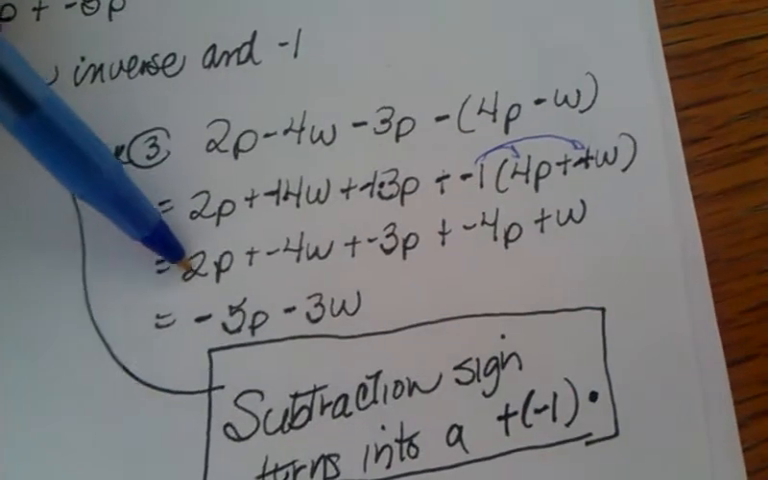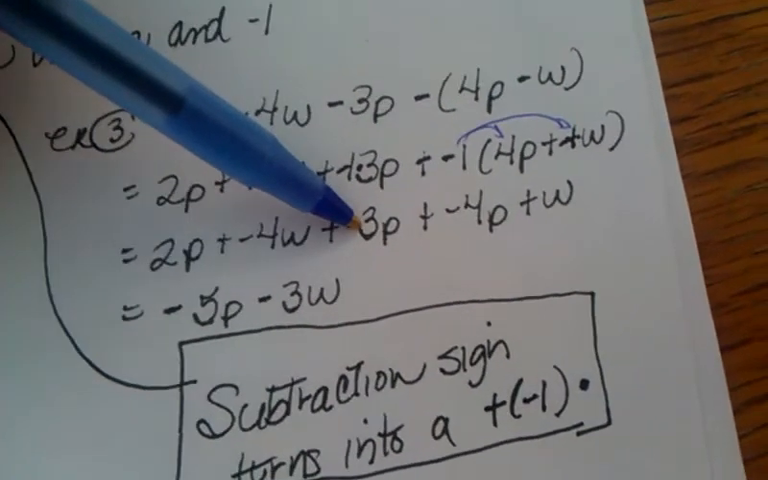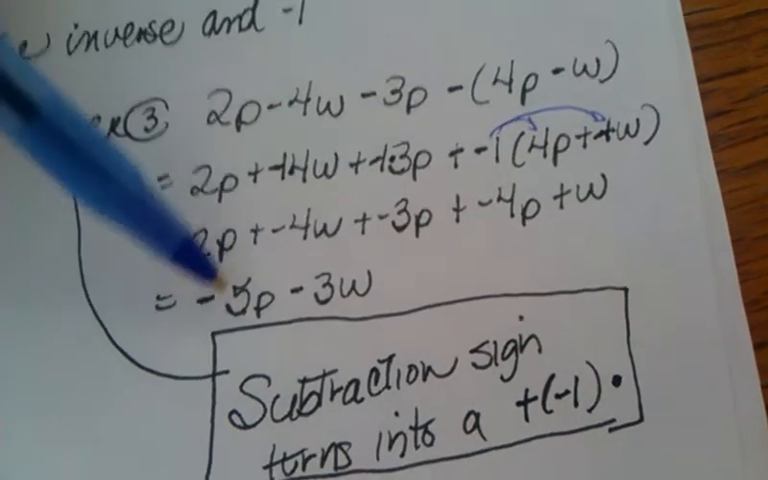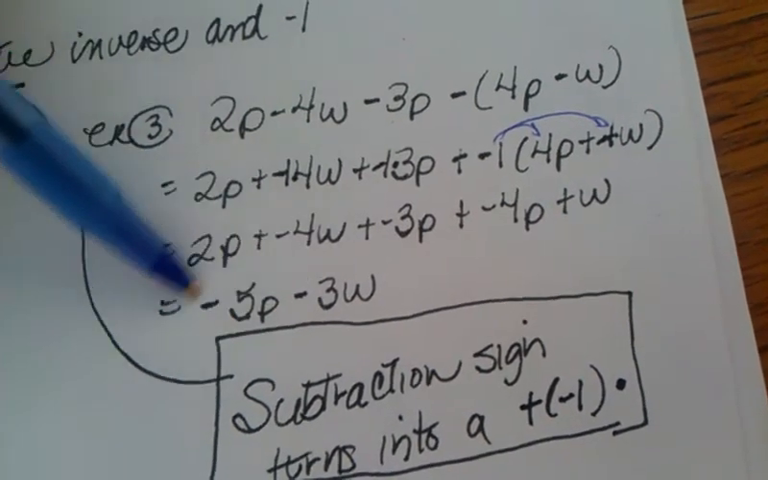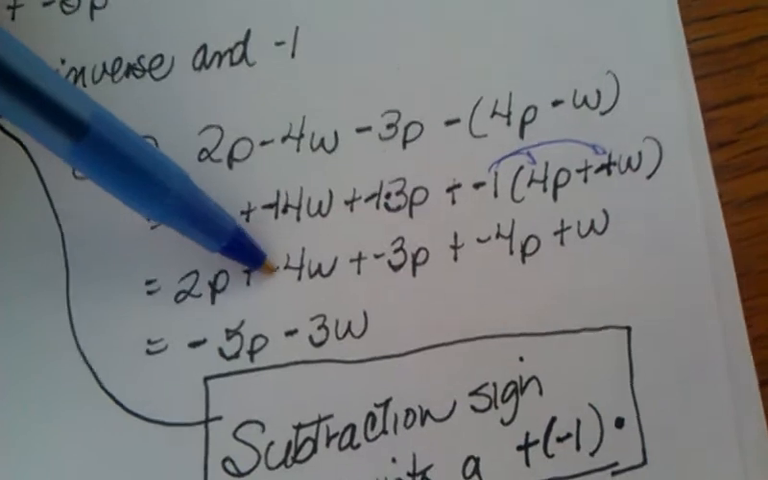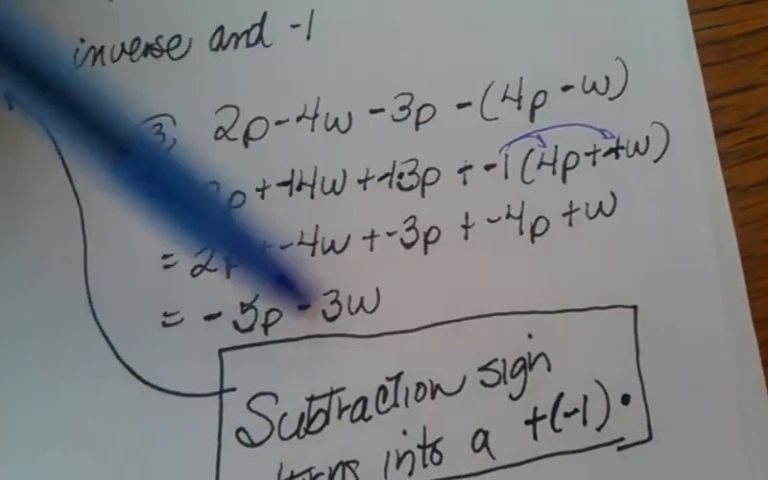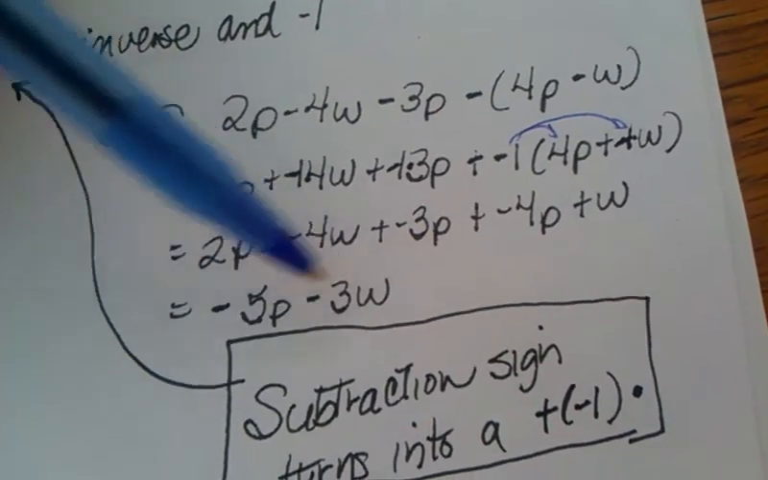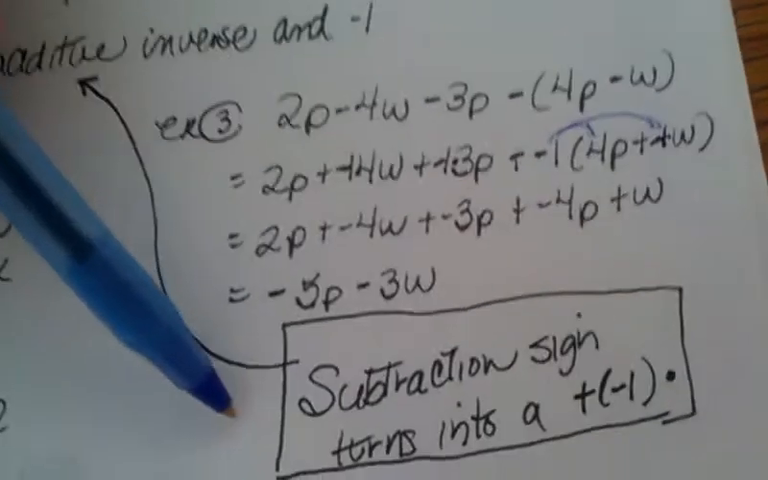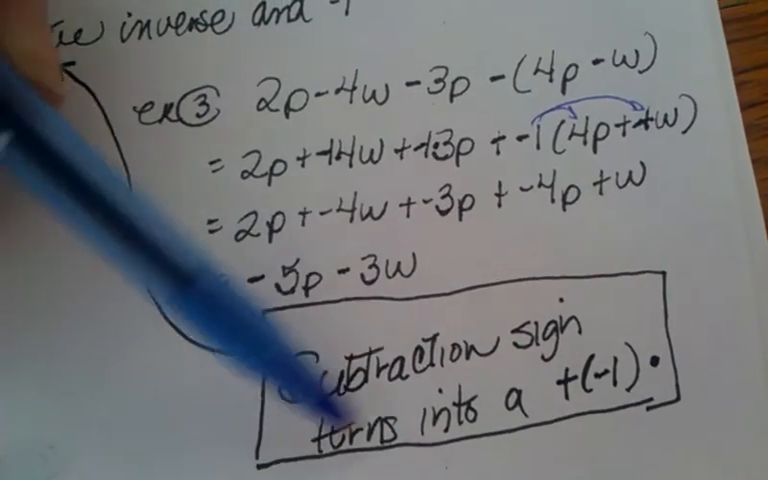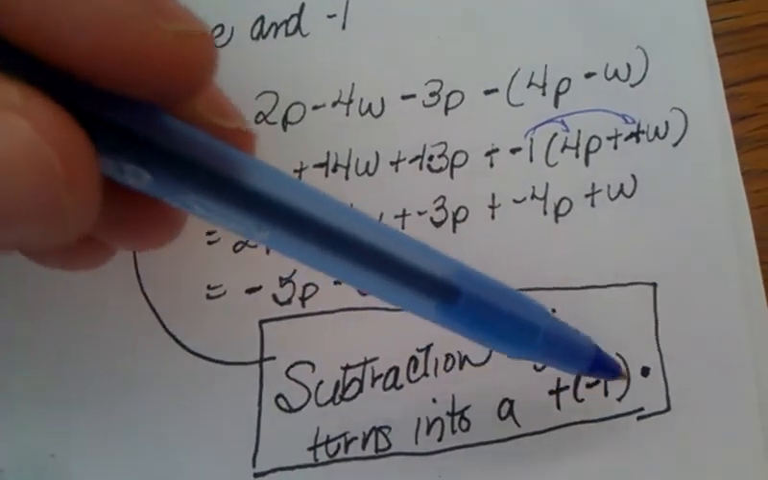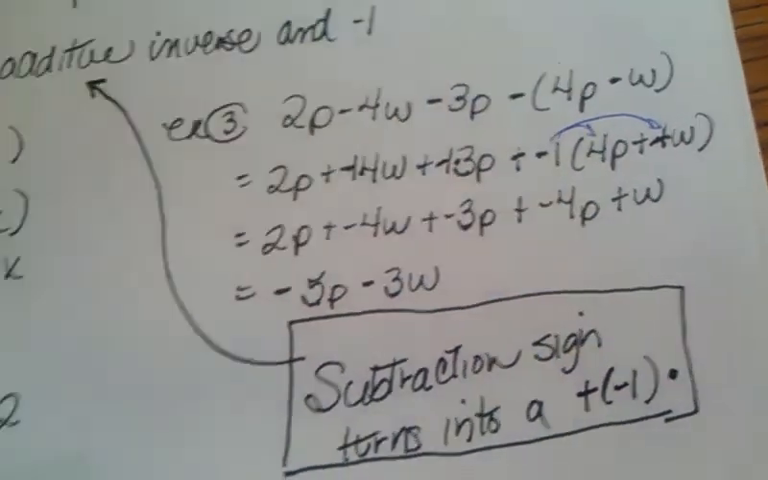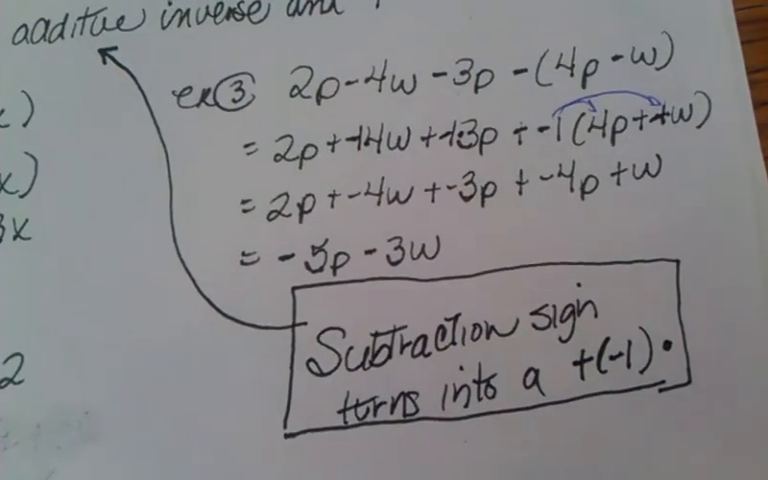And then I have 2p plus a negative 3p minus 4p. That all adds up to give me a negative 5p. We're just combining like terms. And I have a negative 4w plus a w gives me a negative 3w. And that's all we can do. So notice, a subtraction sign turns into plus times a negative 1 times something. So that is problem set 19.